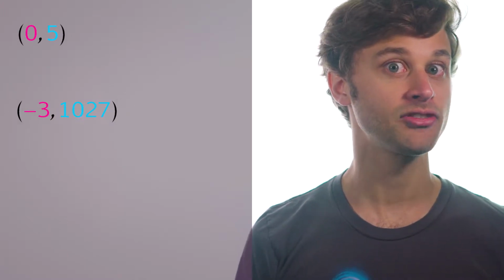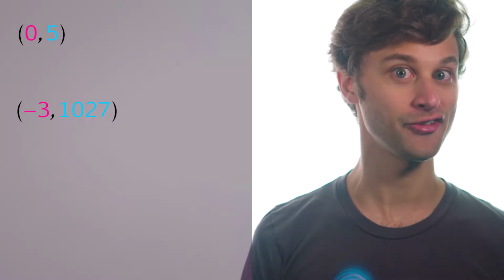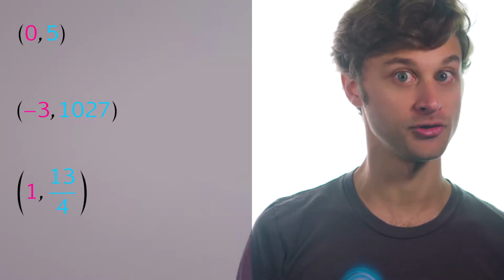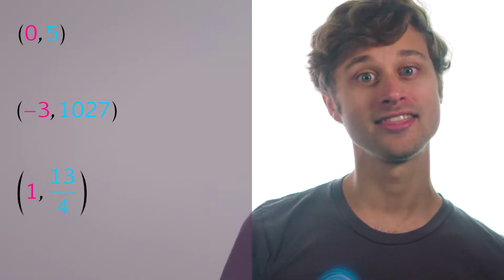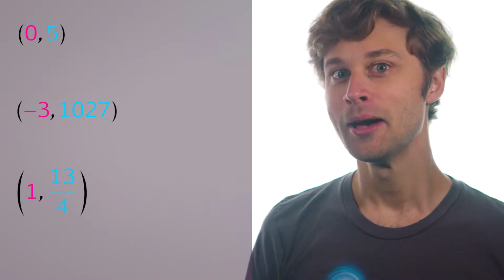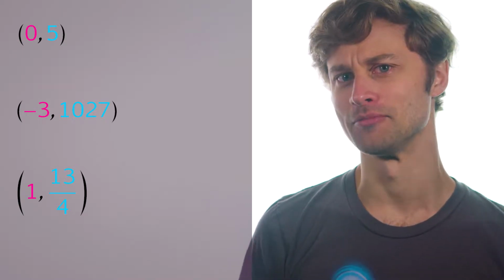We are now going to tackle an exponential function problem. The problem is this: what is f of 4 when f of x passes through the points (0, 5), (-3, 1027), and (1, 13/4)? Now, fair warning, this problem is a little bit of a doozy, but really satisfying when we come to the solution.